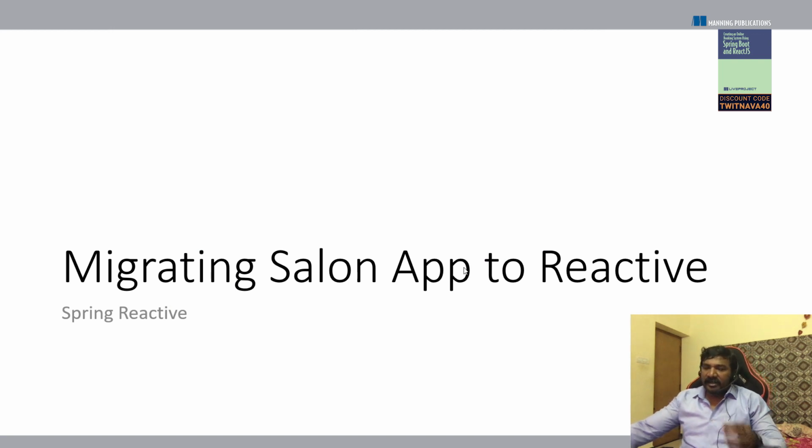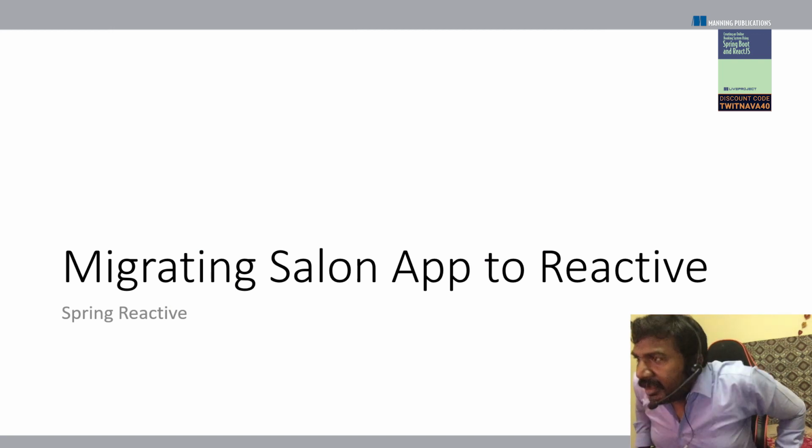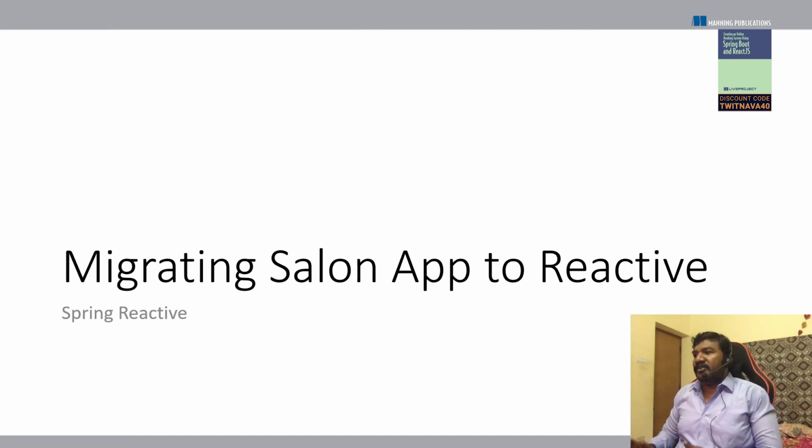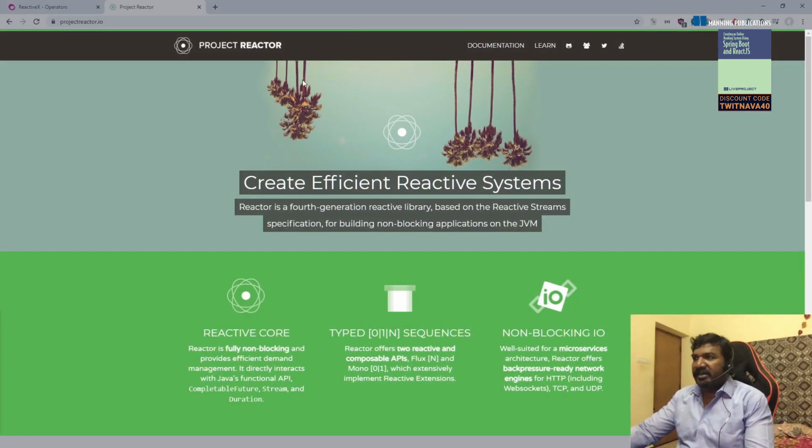So what we are going to do is migrate a Saloon app to Reactive. The first step is migrating the Saloon app, which is the backend API, to Reactive, and the next step is migrating the Saloon UI to Reactive. It is a typical Spring Boot app, and we are going to migrate it to Reactive, as well as the typical ReactJS UI, where we will use Reactive as well. So let's go one by one.